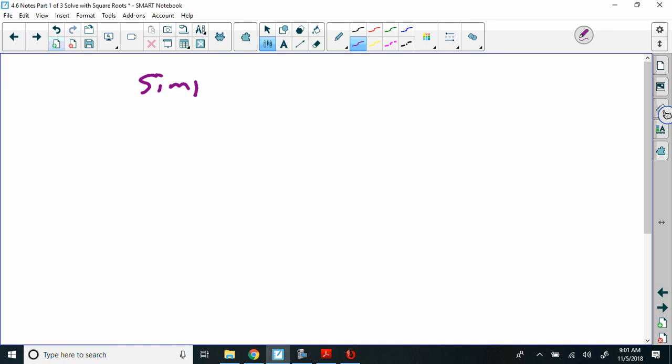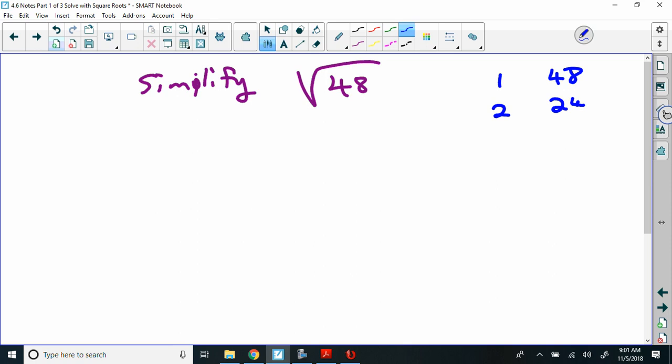Let's try to simplify the square root of 48, see if we could do that. So we're going to need to know 48's factors. 1 and 48, 2 and 24. Remember, we're looking for perfect squares. One's one of them. 48's divisible by 4, isn't it? 4 and 12. 4 is a perfect square.